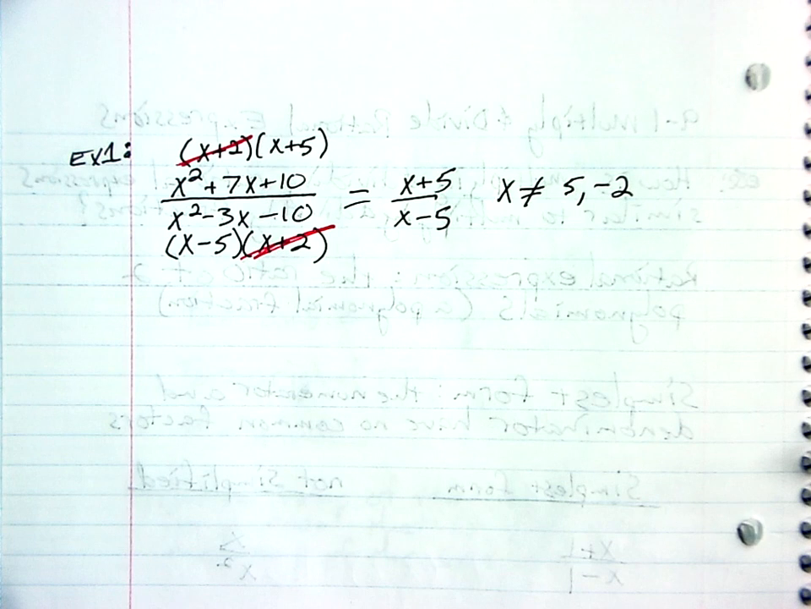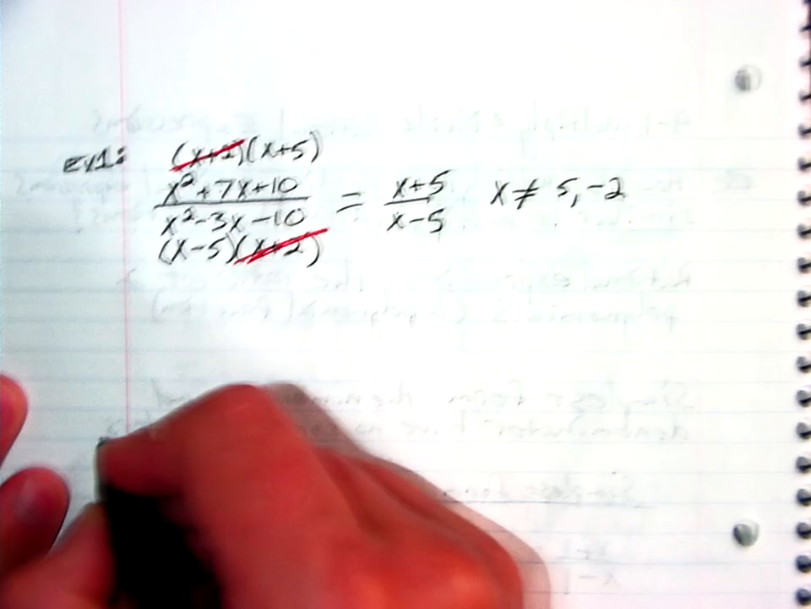That is your final answer, that whole thing. Yep, your domain can be any other number except for 5 or negative 2. And when we get to graphing this, there'll be an asymptote there. Yes, there will be.